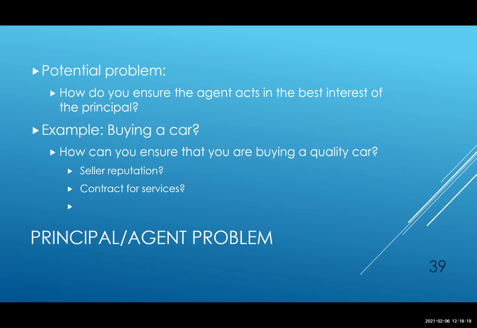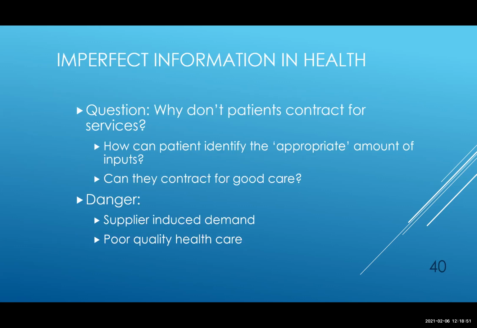Potential problem: how do you ensure that the agent acts in the best interest of the principal? So take the example of buying a car. How can you ensure that you are buying a quality car? You can look at the seller's reputation, look at contracts for services, and you can talk to other people who have had this type of car before. So this is really that principal agent problem.